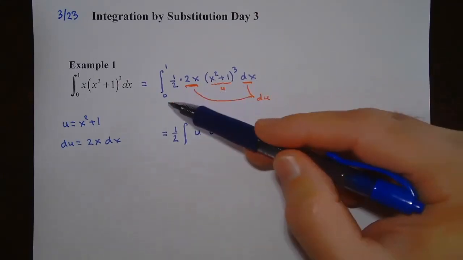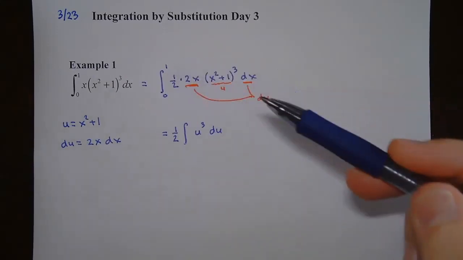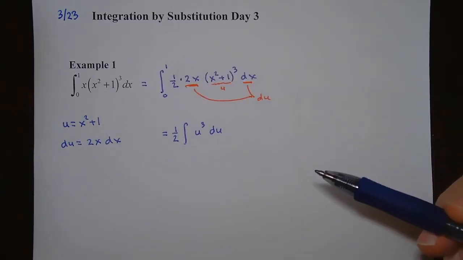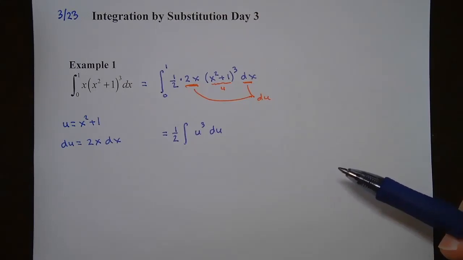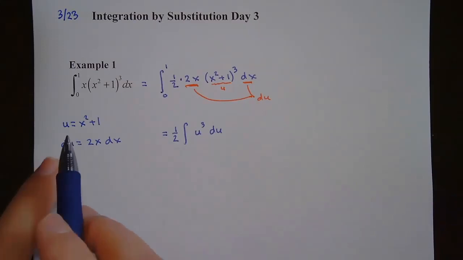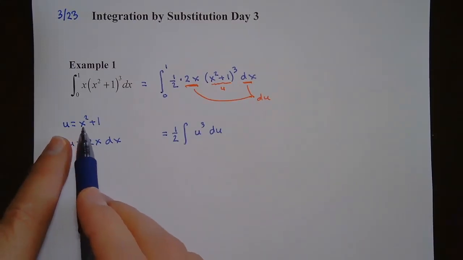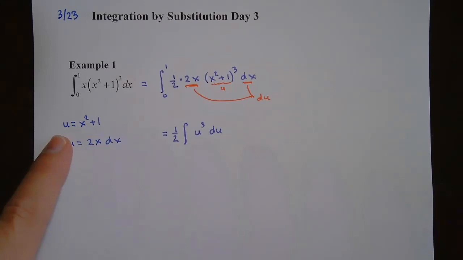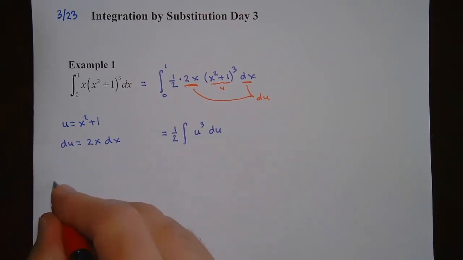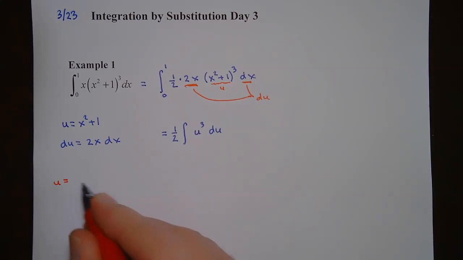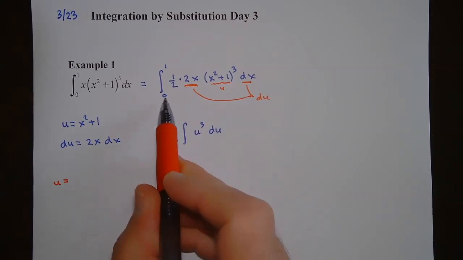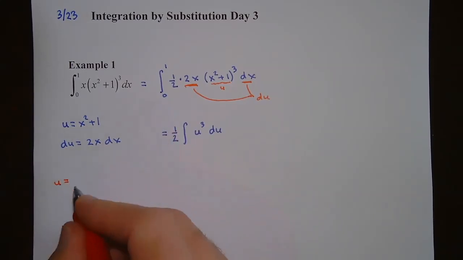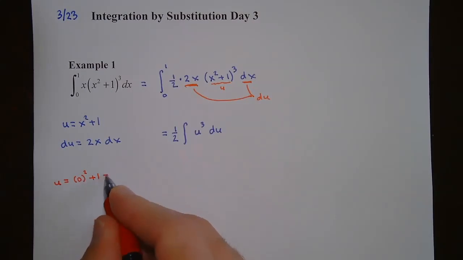Now this 0 and this 1 right here, those are x values, not u values. So what we have to do is switch these to u values. Well, how do you get u values? Well, we have a relationship right here that u is the same as x squared plus 1. So what we're going to do is write u, and that's going to equal, and we're going to put this lower limit first. It doesn't matter which one you do first, okay? And we're going to square 0, and we're going to add 1. So 0 squared is 0, plus 1 is 1.